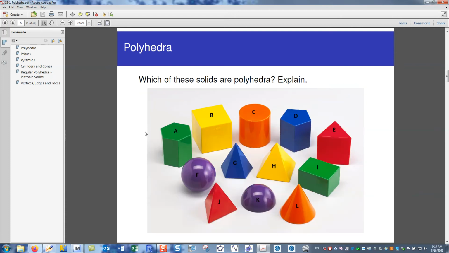So let's take some time here. Would you go ahead and stop the video at this point after asking yourself which of these solids are polyhedra? So A, B, C, D, E, and you can see this one's supposed to be labeled F. It's hard to see. G, H, I, J, K, and L. So make a little list, pause the video, and decide which one of these are polyhedra. Go ahead and pause the video now and do a little self-check.